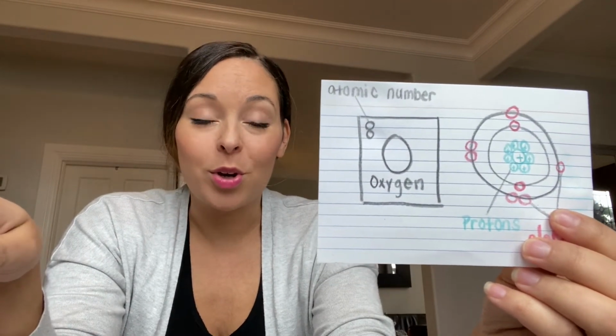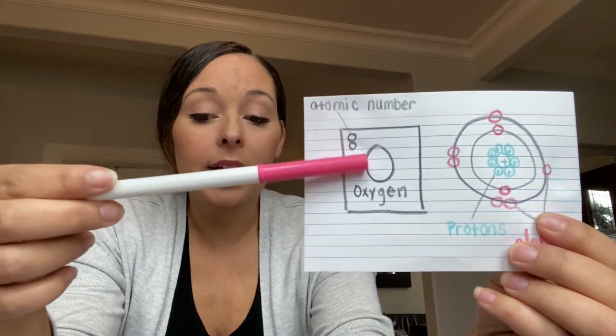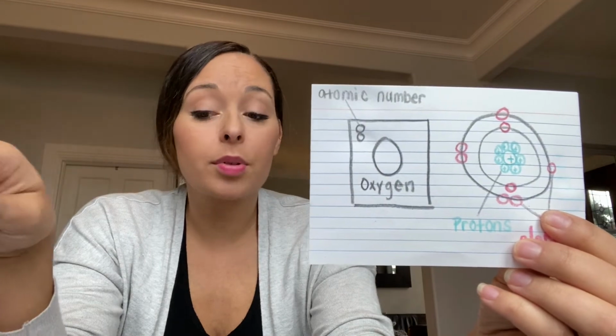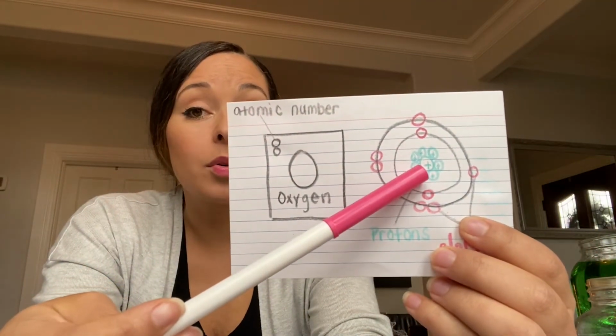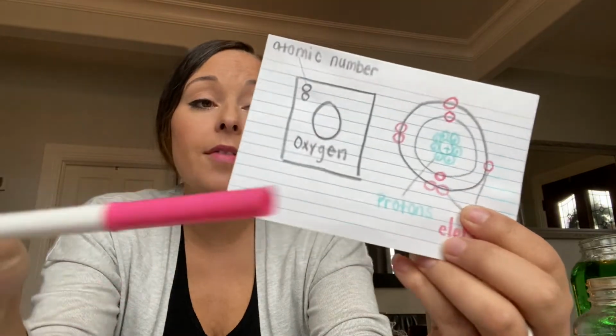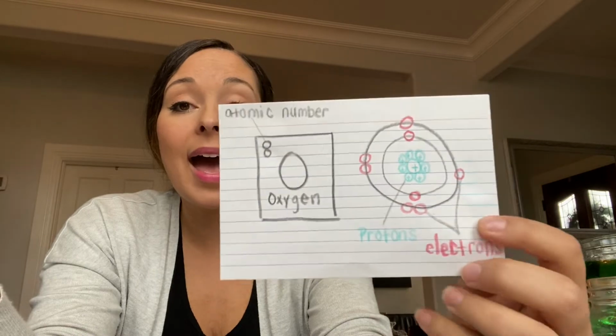Got the joy, joy, joy, joy down in my heart. So the atomic number is the number of protons in the nucleus of an atom, which is also the number of electrons in a neutral atom.